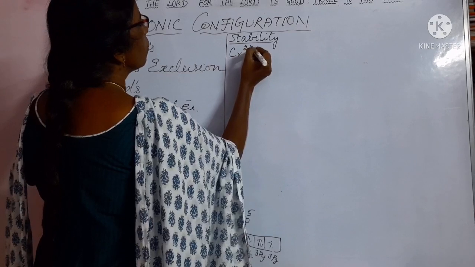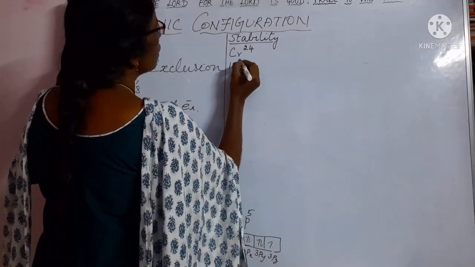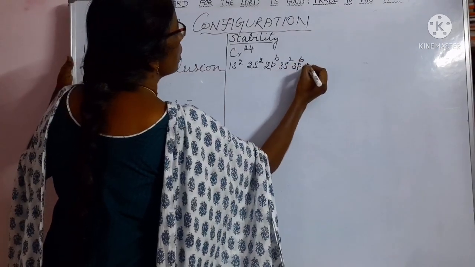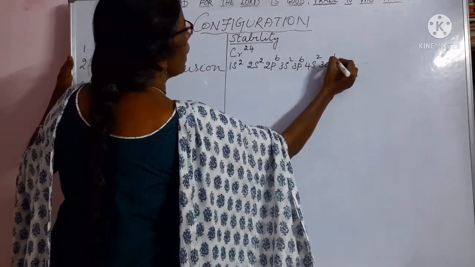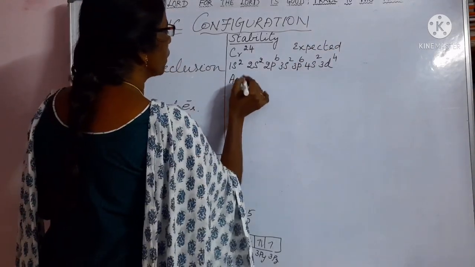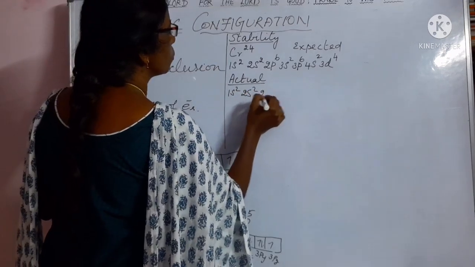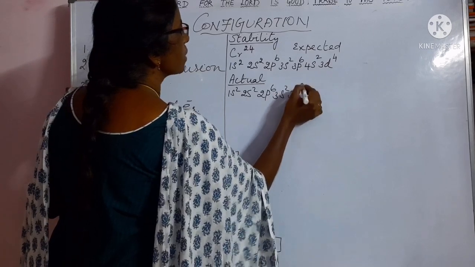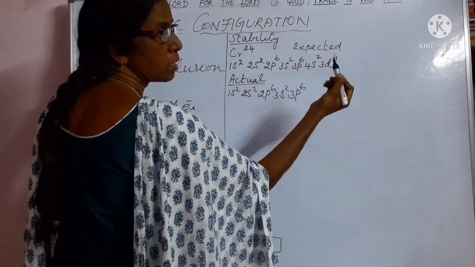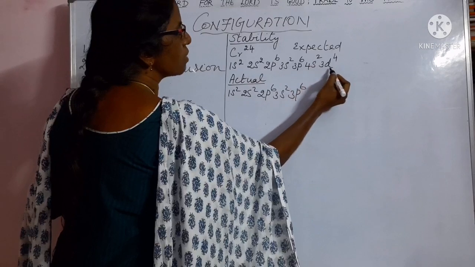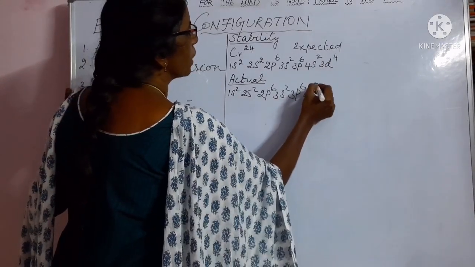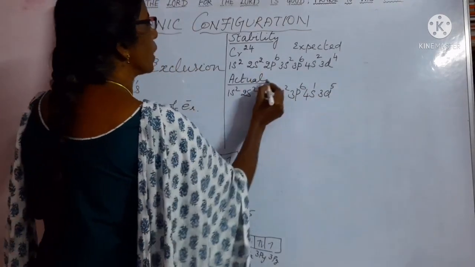Chromium atomic number is 24. When you write the configuration, it is 1s2, 2s2, 2p6, 3s2, 3p6, 4s2, 3d4. This is called the expected configuration. Now the actual configuration is 1s2, 2s2, 2p6, 3s2, 3p6. Here one electron from the s orbital will jump into the d orbital. That is called the excited state, which I mentioned in the previous video. This is your lower energy level, this is your higher energy level. So the second electron is moving to the higher energy 3d orbital. So your configuration will become 4s1, 3d5. Now this is the actual configuration, which is the stable configuration.